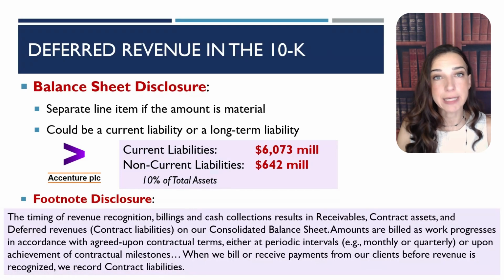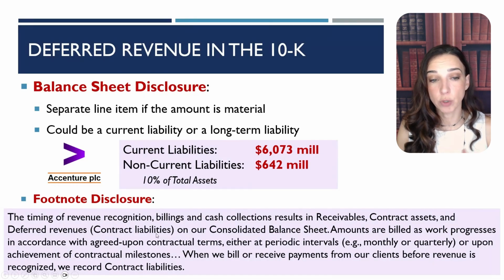In the footnotes, they give us more disclosure on their revenue recognition principles. They specify that when they receive the payment before they have done the work, they recognize deferred revenue. Another word for it is contract liability. So here they're giving us a synonym for this: contract liabilities.